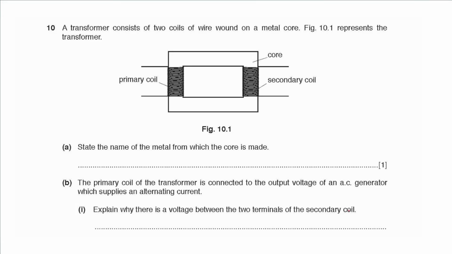Question 10 says a transformer consists of two coils of wire wound on a metal core. Figure 10.1 represents the transformer. State the name of the metal from which the core is made. It is iron or soft iron.